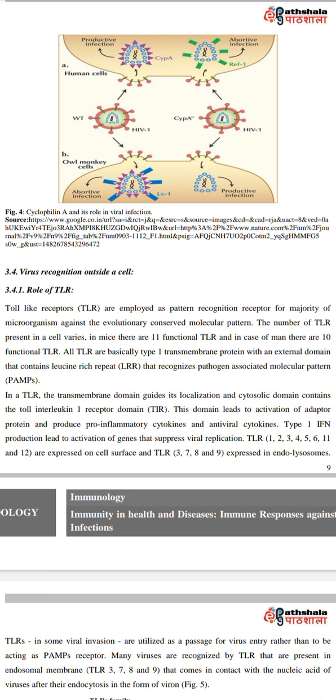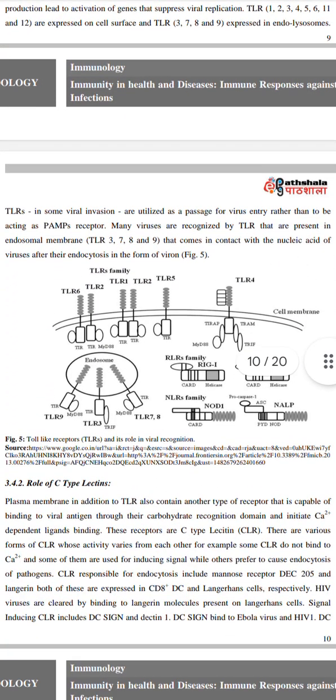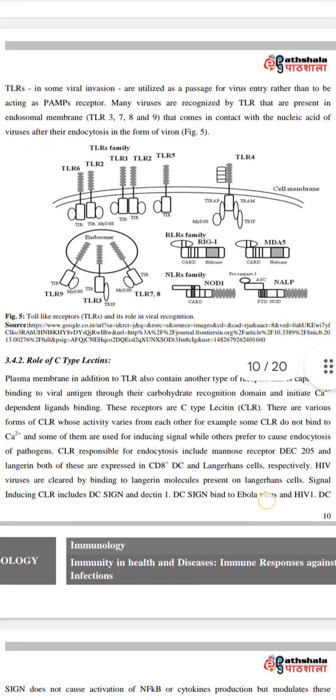TLR 1, 2, 3, 4, 5, 6, 11, and 12 are expressed on the cell surface, and TLR 3, 7, 8, and 9 are expressed in endolysosomes. In some viral invasions, TLRs are utilized as a passage for virus entry rather than acting as PAMP receptors. Many viruses are recognized by TLRs present in the endosomal membrane, which comes in contact with the nucleic acid of viruses after their endocytosis in the form of virions.